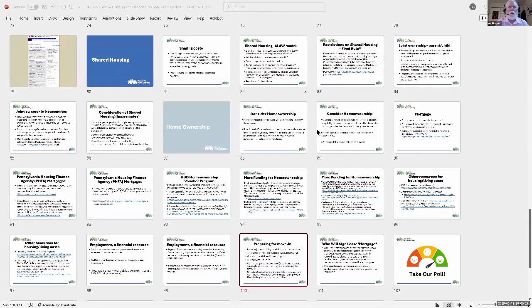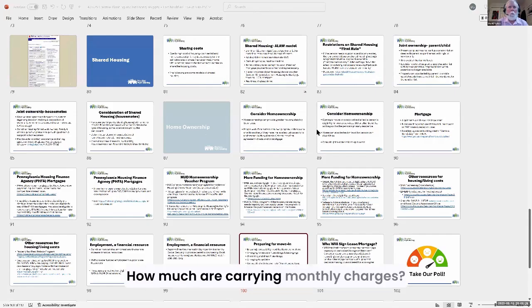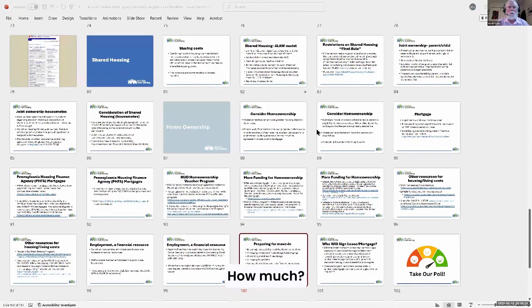Okay, there was how much are carrying monthly charges, how much initial upfront? That was for Suzanne Erb. Oh, in the co-ops. Good. Okay, that was the answer.